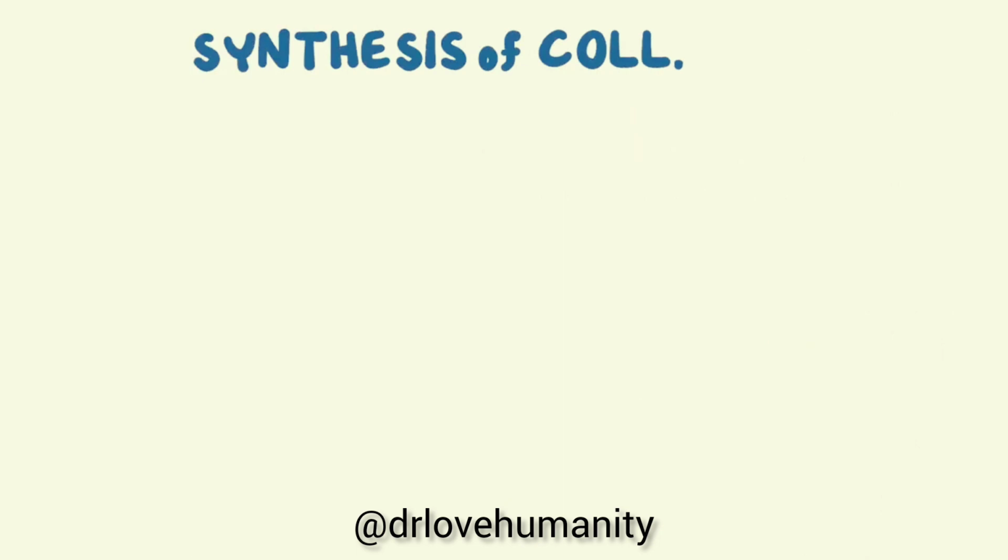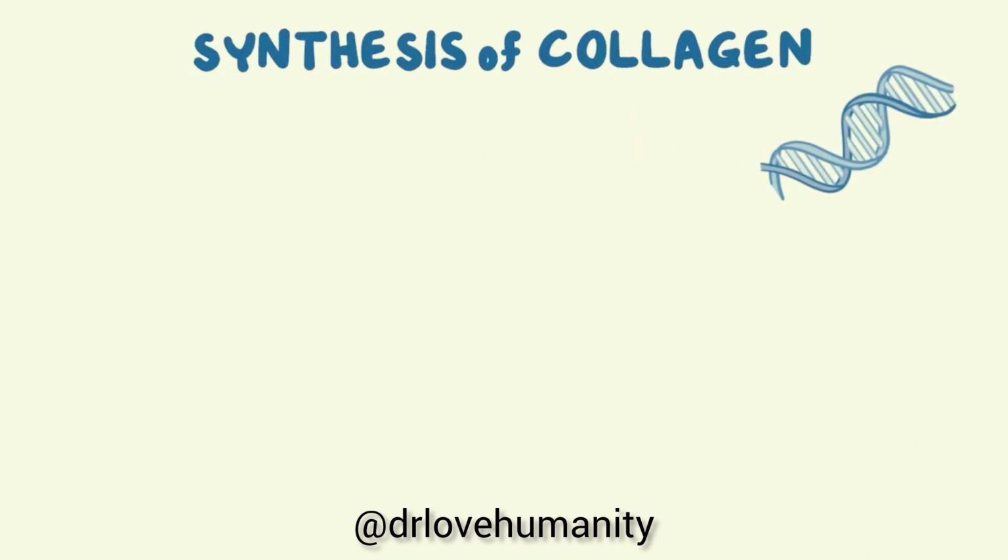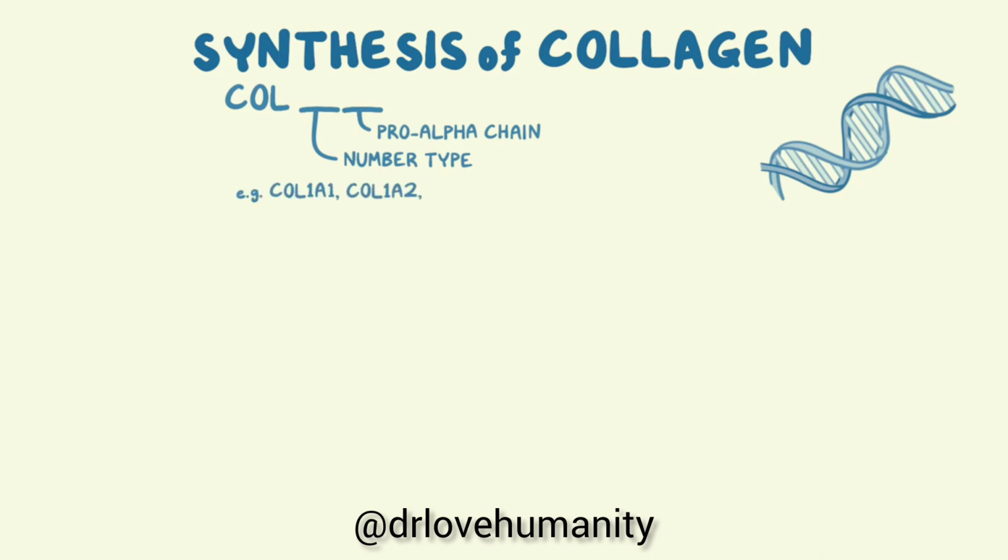The synthesis of collagen, like any other protein, starts with the genes. The name of the genes that encode for a collagen type usually starts with the prefix COL, followed by the collagen type number, and the pro-alpha chain it encodes. There are many genes that encode for the different types of collagen, like COL1A1, COL1A2, COL3A1, COL5A1, and COL5A2.